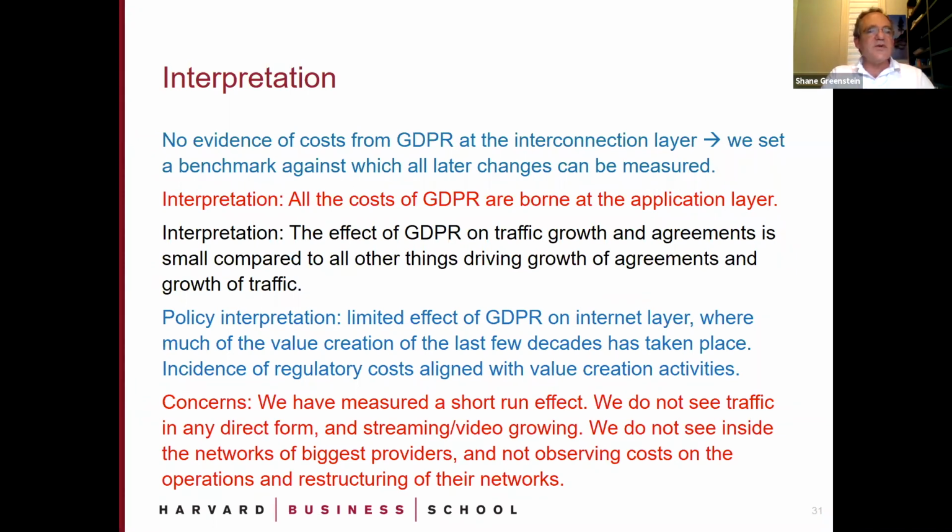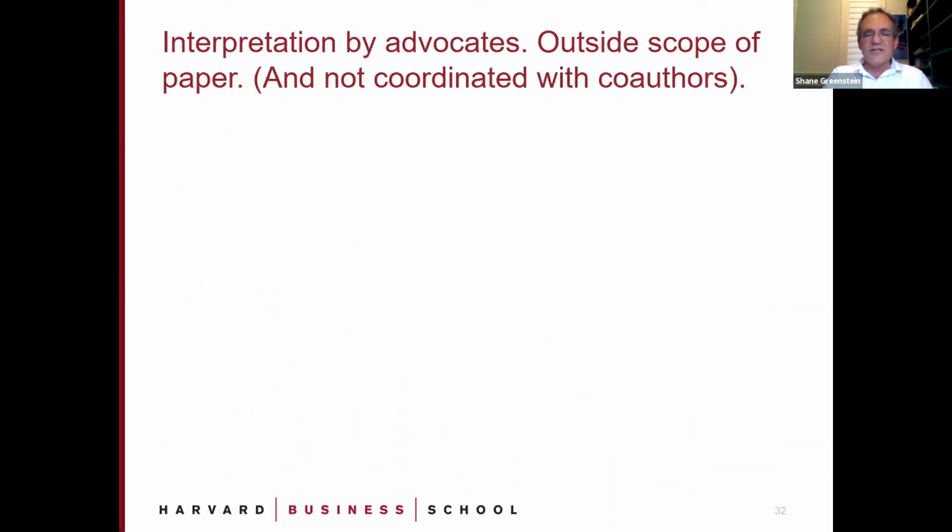And then the last thing we would say as a concern, we are only looking at short run effects. It's a year out. We don't see traffic in a direct form, even though we know that streaming and video are growing. And we cannot see inside the biggest networks where they could be making operational and restructuring choices in the way they run their networks, and we would be unable to measure that. Okay, one more slide and I'm done.